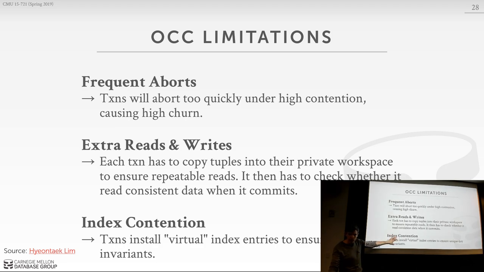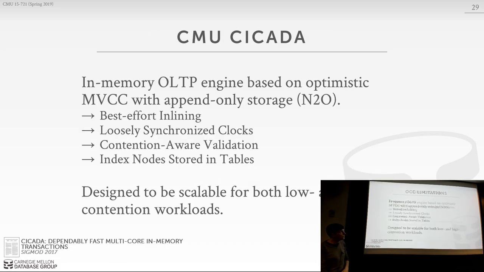And the last one is a bit more nuanced and probably won't make sense right now, but it'll make sense a week from now. In order to ensure that we have no phantoms, if we have indexes, or to make sure that two transactions don't try to insert the same record into the same index at the same time under OCC, we have to install what are called virtual nodes. It's basically a placeholder in the index that says, I just inserted this key. I haven't really done it yet, but I'm going to come back later on and actually update it for real. So this adds additional writes into memory, which can slow us down and can cause other contention issues in our indexes. Again, we'll cover index locking and gap locks and other things next week.